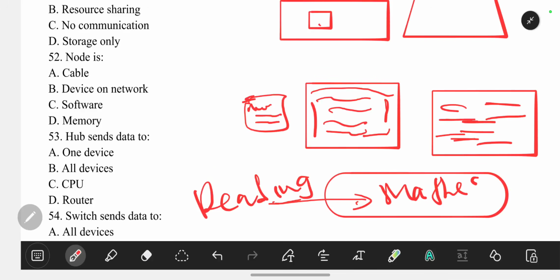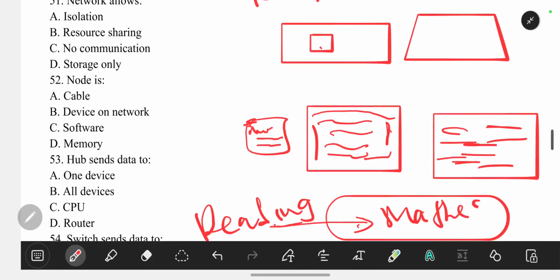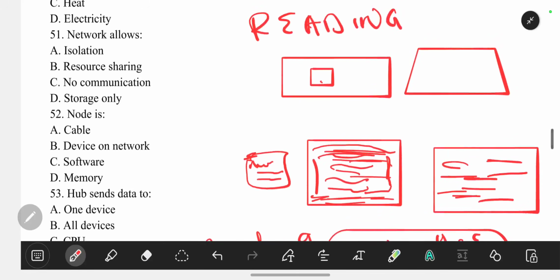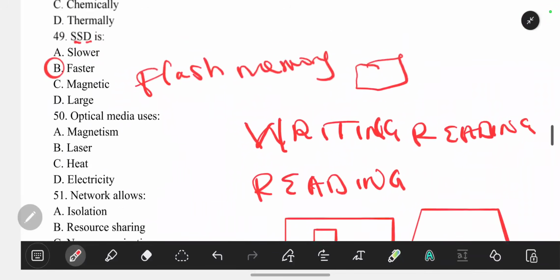That is reading. Writing, on the other hand, is you more like making edits, then you save it to the hard drive. Because you were adding some things, that means you are writing. So that's the meaning of those two terms.